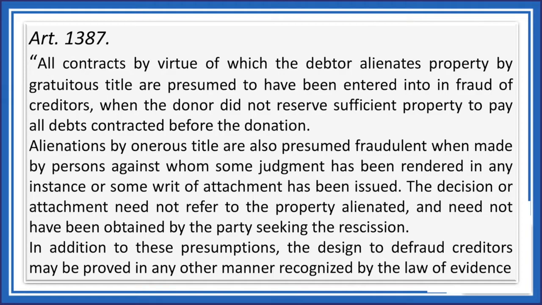So, let's proceed with Article 1387. Sabi naman, all contracts by virtue of which the debtor alienates property by gratuitous title are presumed to have been entered into in fraud of creditors, when the donor did not reserve sufficient property to pay all debts contracted before the donation. Tapos, second paragraph, alienation by onerous title are also presumed fraudulent when made by persons against whom some judgment has been rendered in any instance or some writ of attachment has been issued. The decision or attachment need not refer to the property alienated and need not have been obtained by the party seeking the rescission. Last paragraph. In addition to the presumption, the design to defraud creditors may be proved in any other manner recognized by law of evidence.